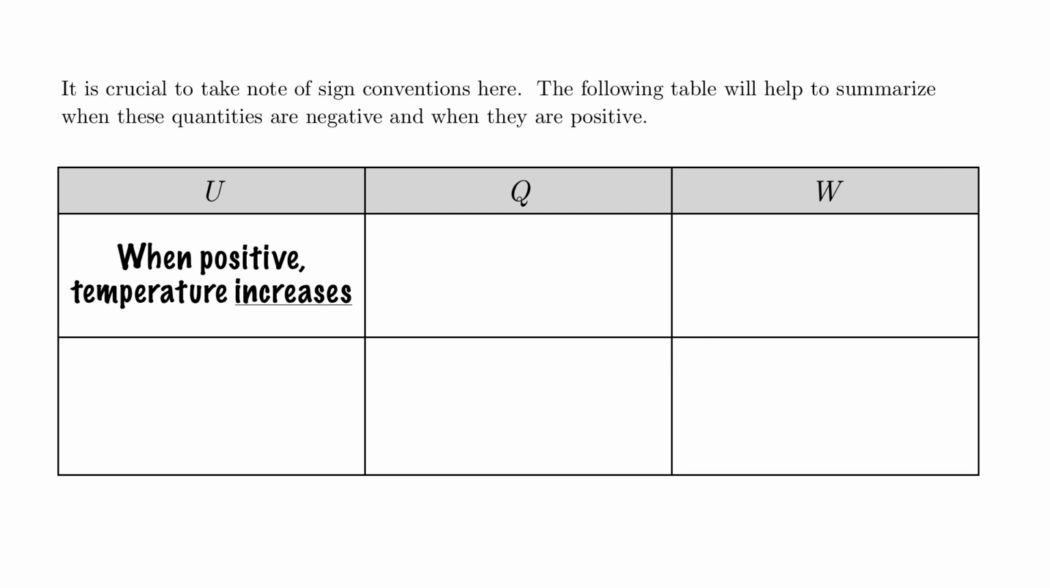So internal energy, which we give the symbol U, when the internal energy is positive, that basically means that temperature is going to increase, because the internal energy of a system, we know from kinetic molecular theory, has to do with molecular motion, and molecular motion has a lot to do with the kinetic energy of molecules, which has a lot to do with the temperature inside that system. When U is negative, in general, temperature decreases.